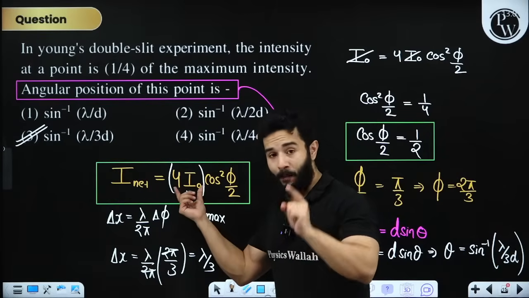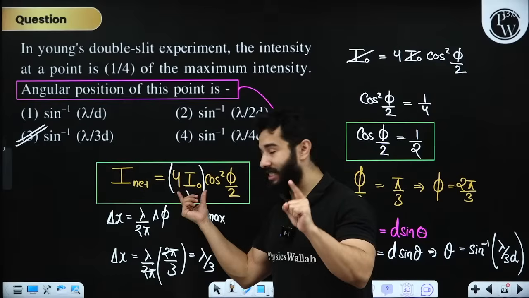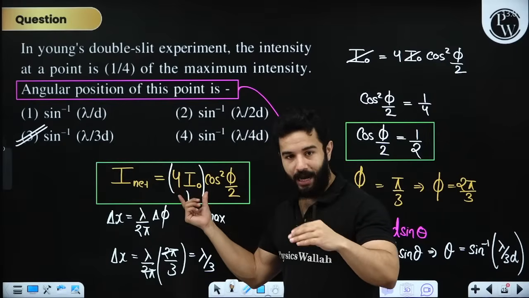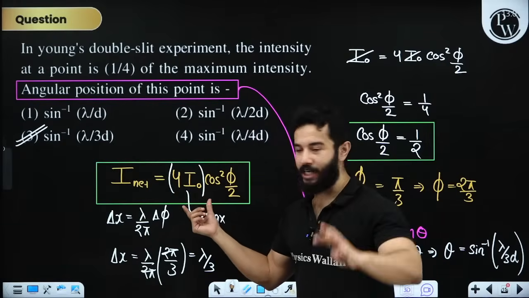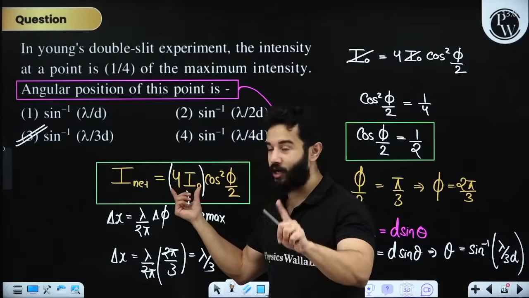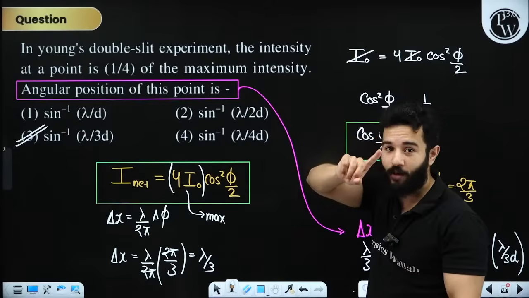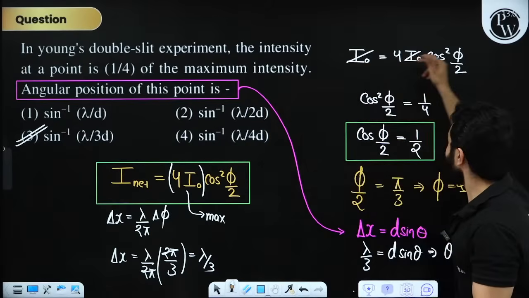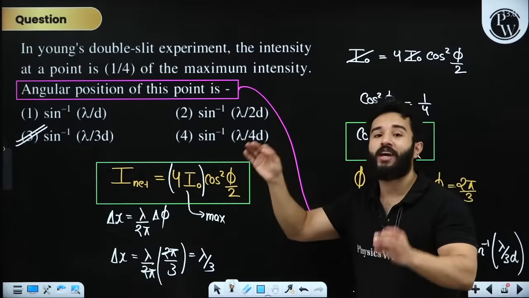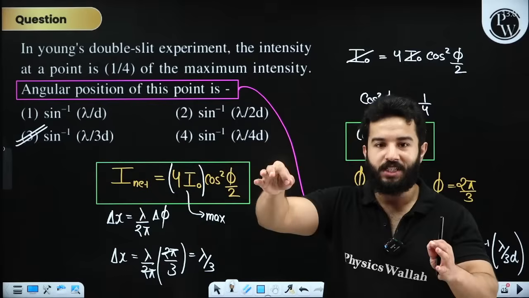First of all, maximum intensity in YDSE is 4 I naught. It happens at all the maximas, all the bright fringes. Maximum intensity is 4 I naught. So 1 upon 4th I naught will become I naught, not I naught by 4, right? So from this formula, you can find out the phase difference.